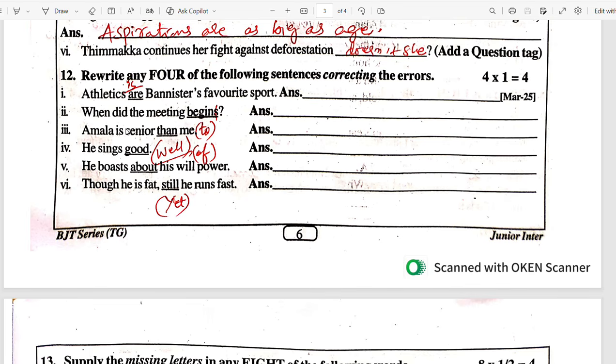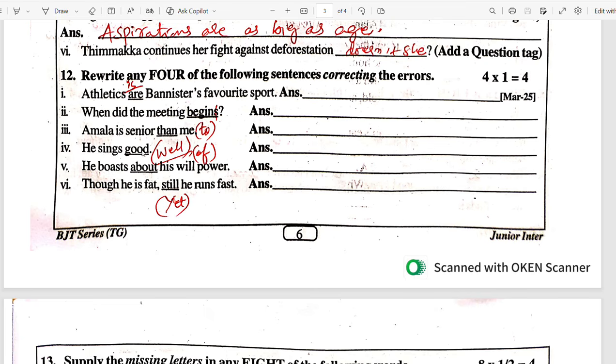Next, Amla is senior to me. Whenever it comes to senior, junior, superior, or inferior, they always take "to" by default. Amla is senior to me. Even "prefer" also takes "to". I prefer coffee to tea. So senior, junior, inferior, superior, they always take "to".